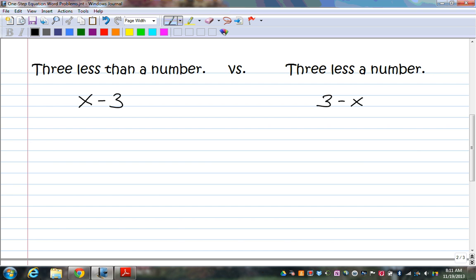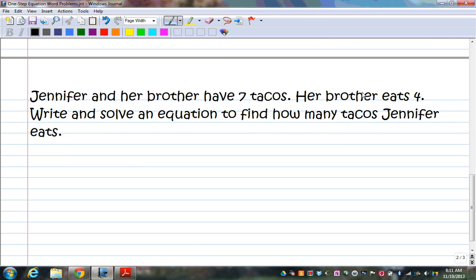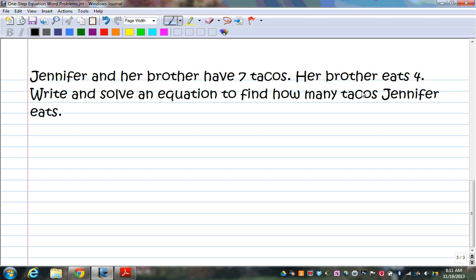All right, let's try a word problem, shall we? Jennifer and her brother have 7 tacos. Yum, yum. Her brother eats 4. Write and solve an equation to find how many tacos Jennifer eats. Now, a lot of you can look at this and say, all right, this is 7 minus 4. Great, she had 3 tacos. Great, but how do you figure that out? That is really the key, okay?